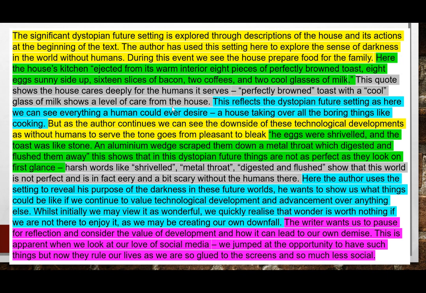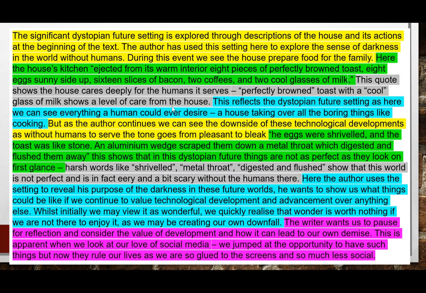Here the author uses this setting to reveal his purpose of the darkness in these future worlds. He wants to show us what things could be like if we continue to value technological development and advancement over anything else. Whilst initially we may view it as wonderful, we quickly realize that wonder is worth nothing if we are not there to enjoy it, as we may be creating our own downfall. The writer wants us to pause for reflection and consider the value of development and how it can lead to our own demise. This is apparent when we look at our love of social media. We jump at the opportunity to have such things, but now they rule our lives as we are so glued to the screens and so much less social.